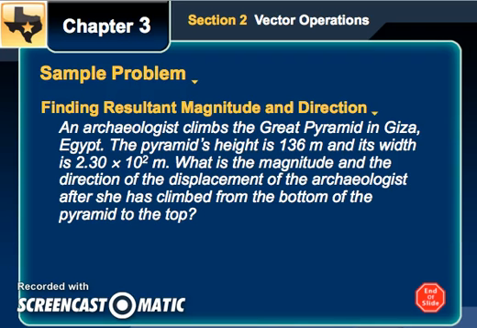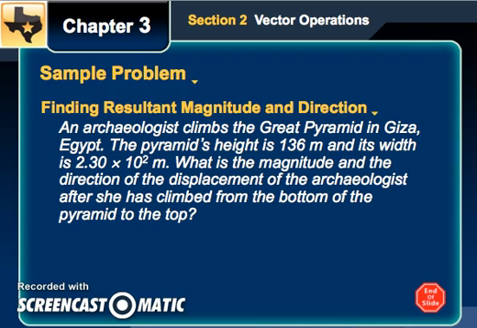Okay, so we have an archaeologist who climbs the Great Pyramid in Giza, Egypt. The pyramid's height is 136 meters, and its width is 2.30 times 10 to the second meters, which is 230 meters. The question is, what is the magnitude and direction of the displacement of the archaeologist after she has climbed from the bottom of the pyramid to the top?